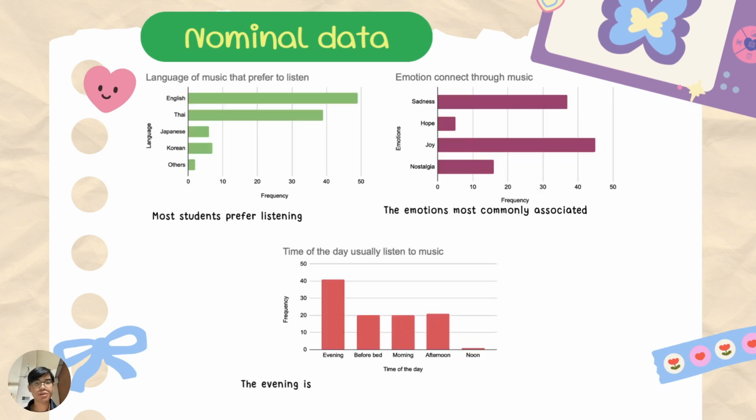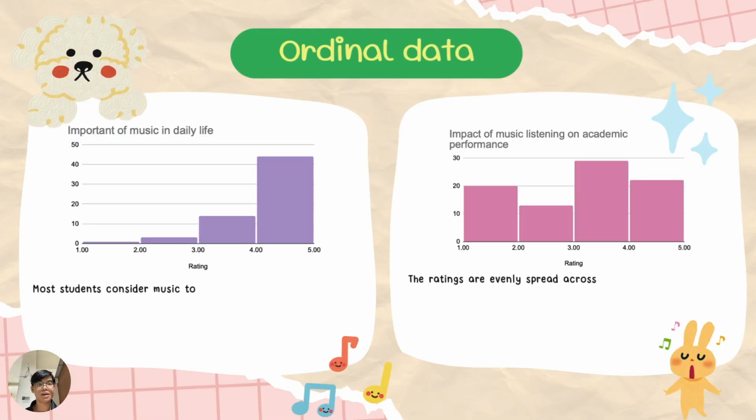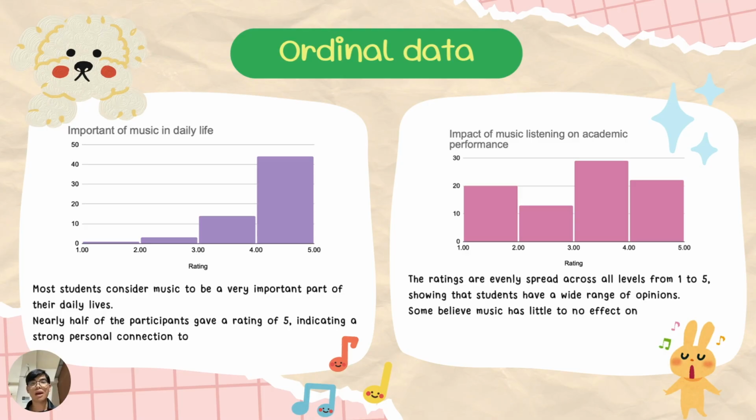Next one is nominal data. As you can see, we have one for the language of music that people prefer to listen to, emotional connection through music, and time of the day to listen to music. For the ordinal data, we have the importance of music in life. As you can see, most people see that music is a very important part of their life. And then the impact of listening to music on academic performance. As you can see, it is very spread out and seems to have no clear pattern.